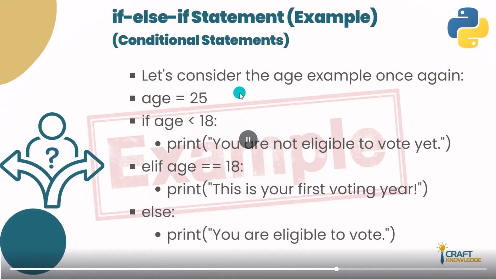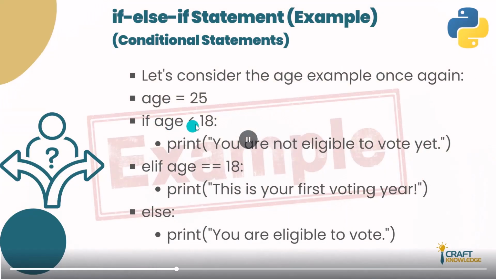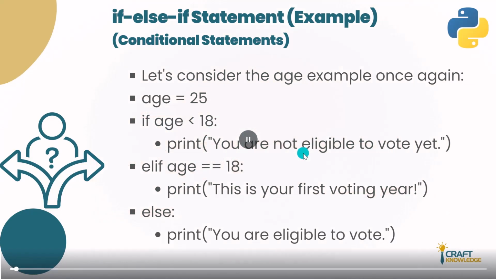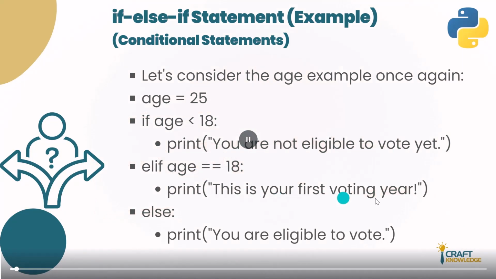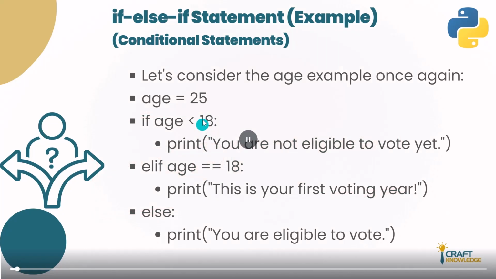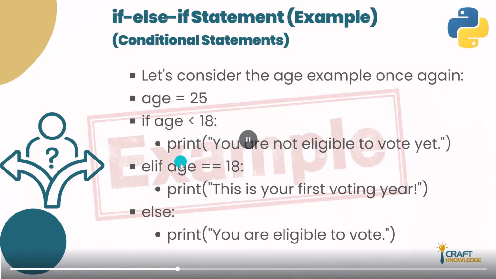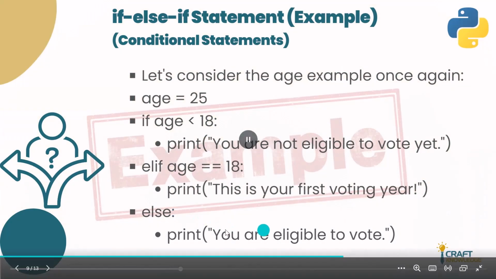So again, the same example. Let's say age is 25 now. If age is less than 18, then we'll say you're not eligible to vote yet. But if age is exactly 18, equal to 18, then we'll output something like, this is your first voting year. And else, what is the third condition? If someone is not less than 18, and not exactly 18, the only thing left is someone is greater than 18, obviously. Then you will print you are eligible to vote, right?